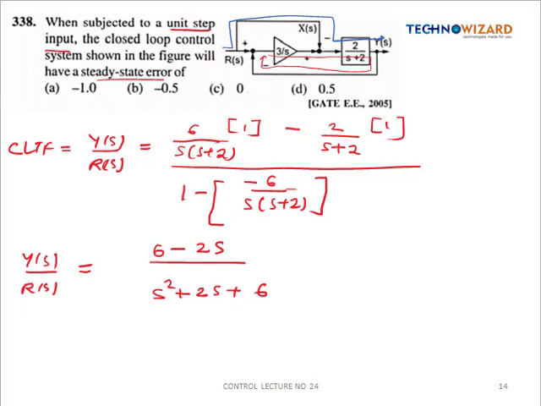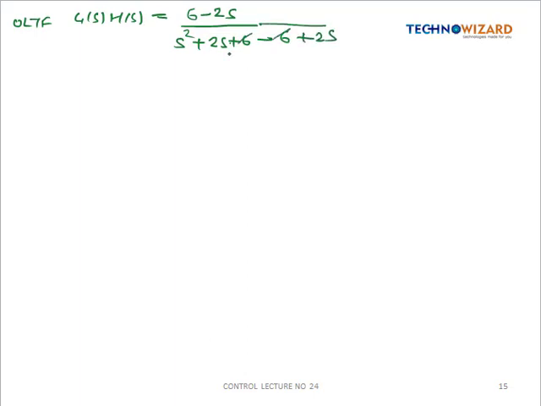Okay, so now we have to find out the steady state error. Steady state error is obtained from the type of the system, and type depends on the open loop transfer function. So this is our closed loop transfer function, so we have to obtain the open loop transfer function. The open loop transfer function by the shortcut method is given by g of s into h of s. It will be equal to, keep the numerator as it is, divided by denominator. Denominator is s square plus 2s plus 6 minus numerator. So it will be equal to minus 6 plus 2s.